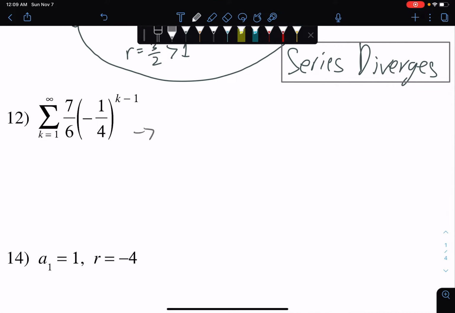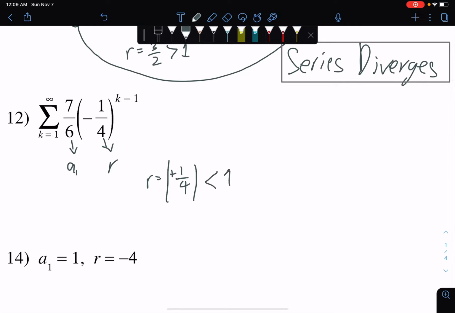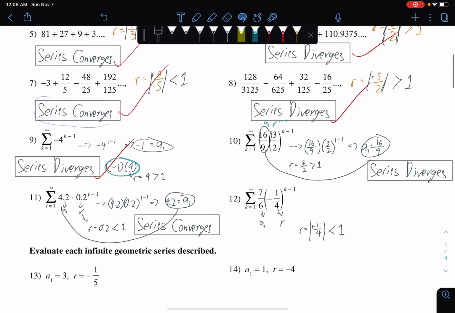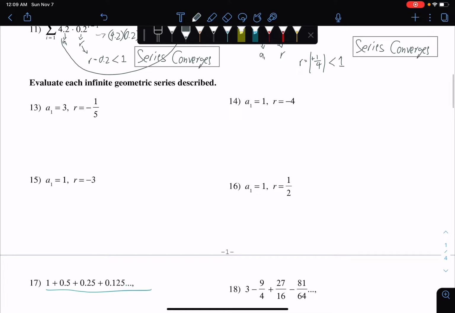Let's move to number 12. Alright, let's not do it traditional anymore. Let's do it the simplified, easier way. Given that r is equal to negative 1 over 4, absolute value, so this will be positive, it's still less than 1. So the series converges. Just copy paste, fastest way, benefits of digital writing.